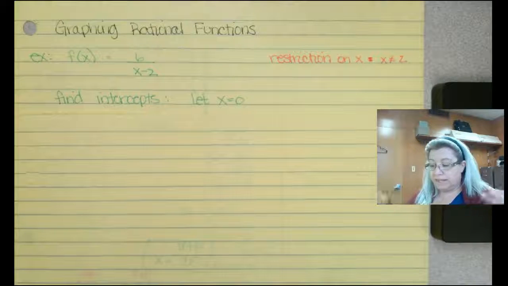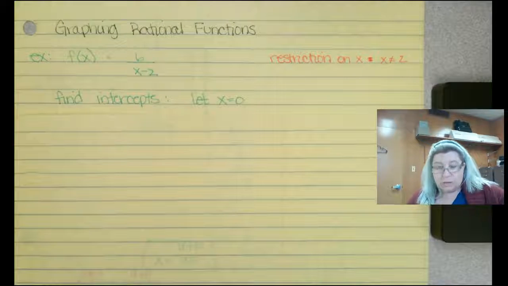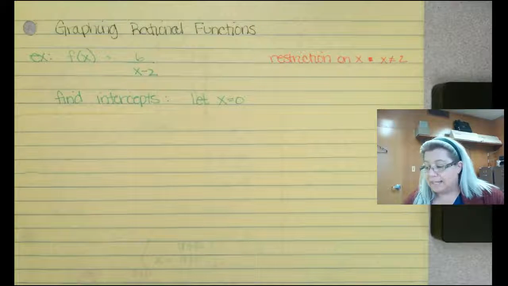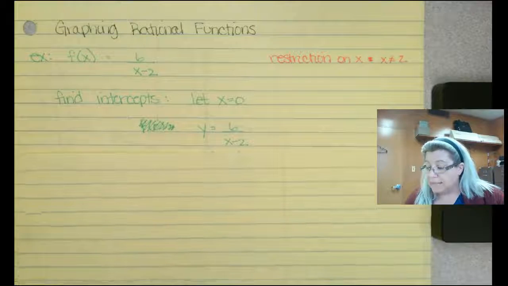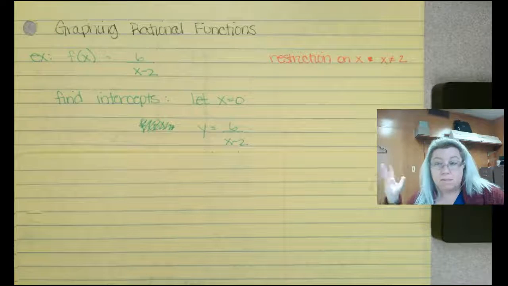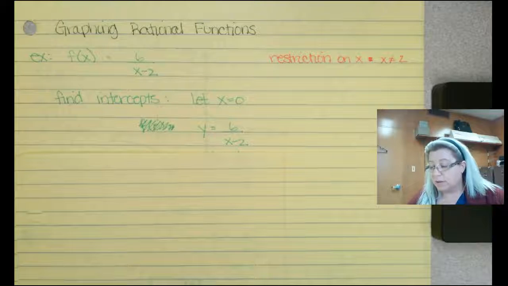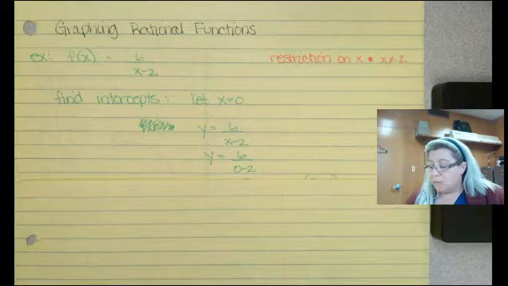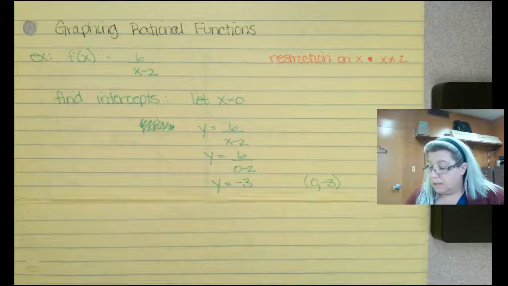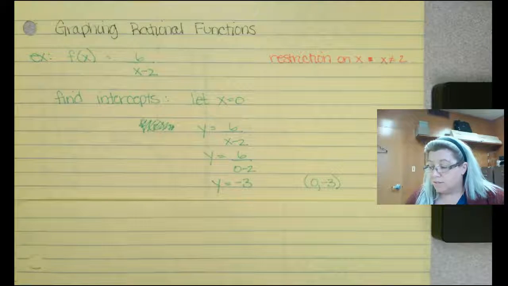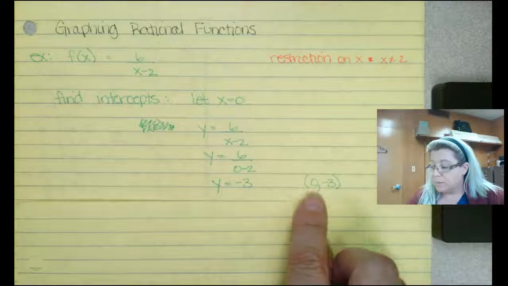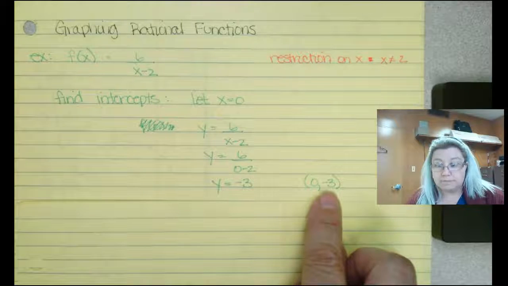So we look for the intercepts. Just like we do with a line, we look for the intercepts. Let's set x to 0. When x is 0, I'm just going to change f of x to a y. It doesn't matter, I can call it anything I want. It's just a variable. It's going to be y equals 6 over 0 minus 2. Therefore, y equals 6 over negative 2, which is negative 3. So my intercept is 0, negative 3.